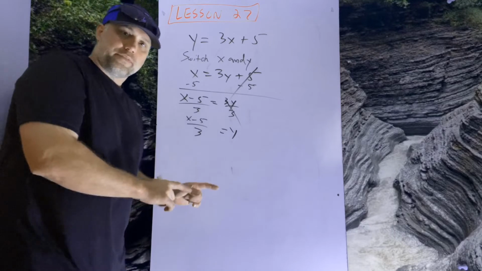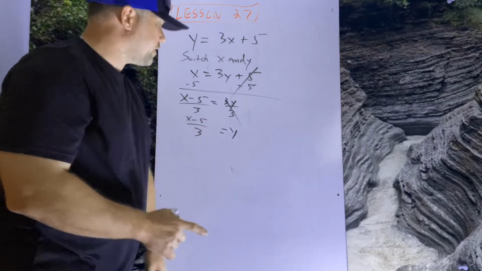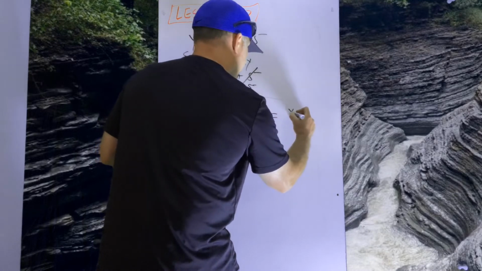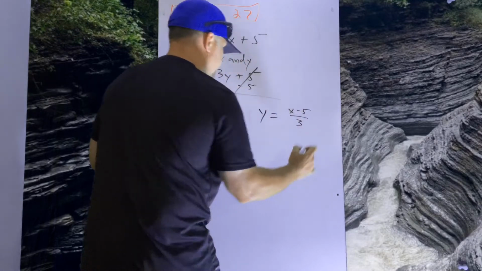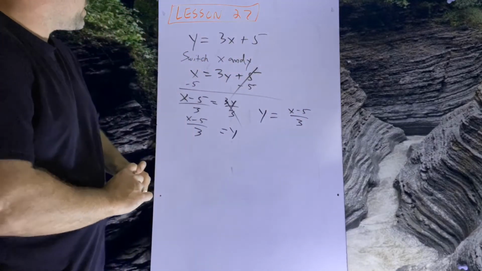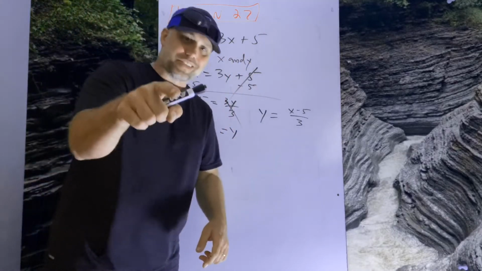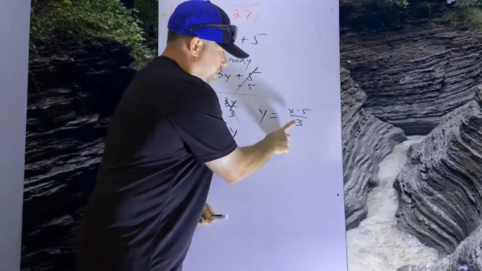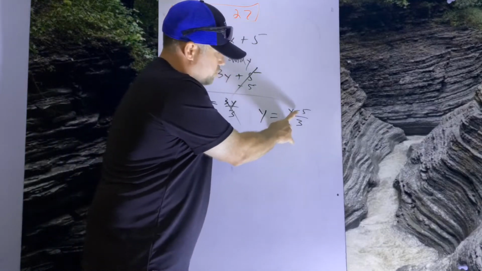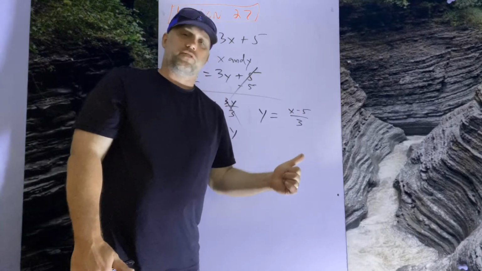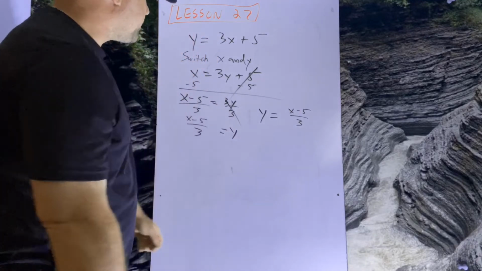Now, if you don't like having the y on the right-hand side, you can switch that to y equals (x minus 5) over 3. There is the inverse of that function. And we said there was going to be division by 3 and subtraction of 5. And we got both of those in the answer. So there it is. There's the inverse of this function.